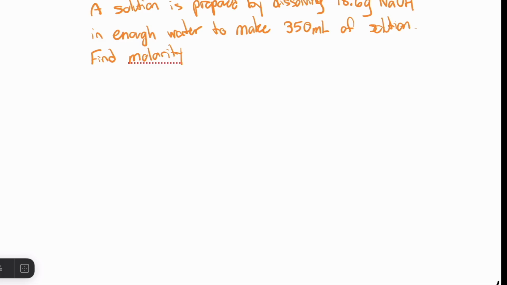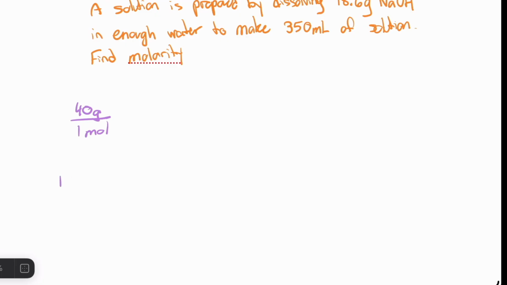We are, though, given 18.6 grams of NaOH. And there is a direct conversion between grams and moles by using the molar mass. NaOH has 40 grams in 1 mole. And that's the conversion factor we're going to use.